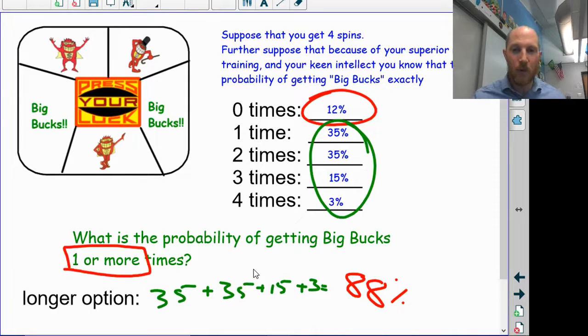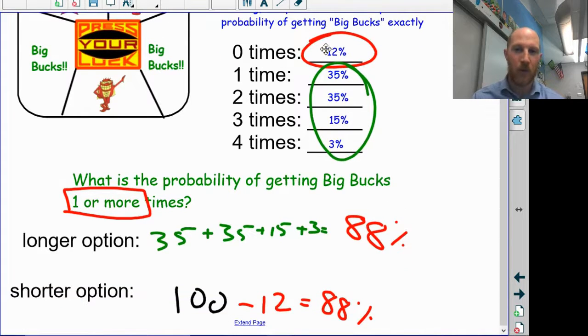Okay, well, again, we've got these two different approaches. You could either add the probability for getting 1 win, 2 wins, 3 wins, and 4 wins, and that adds up to 88%. Or we just take that 12% for 0 successes. That's the only thing we're excluding. Subtract it from 100.